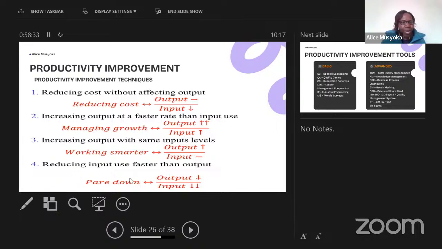Then the fourth scenario is where we reduce inputs. Reducing input use faster than outputs. So the inputs go down faster than the outputs. That way, we shall still improve productivity. So with this scenario, you can see why most employers are concerned with cost reduction, because they need to improve on productivity. And these are the techniques, as we have seen, 4 of them.